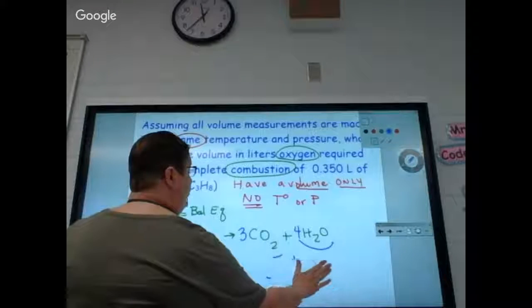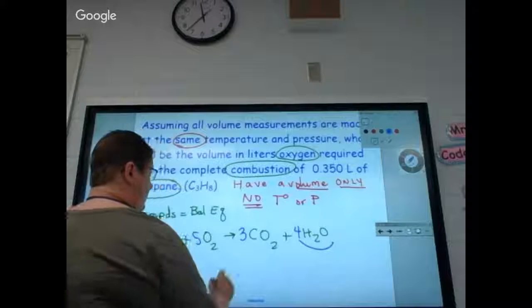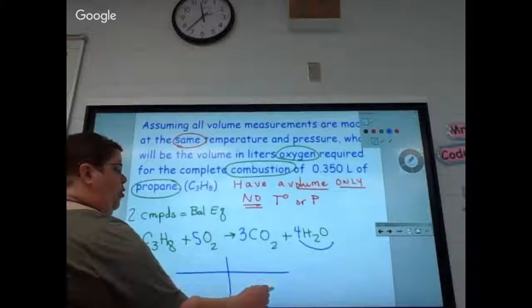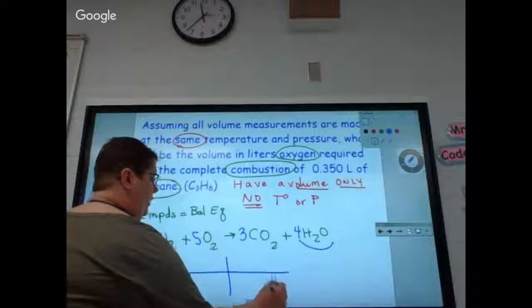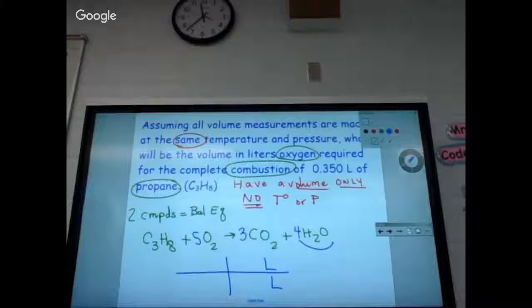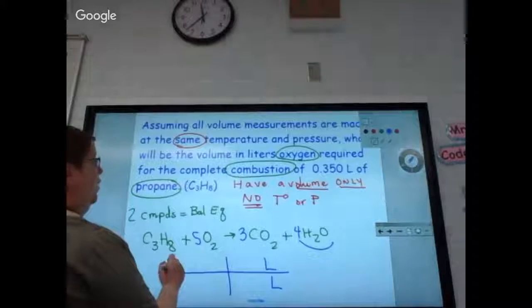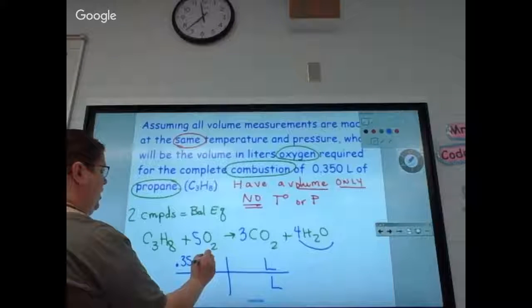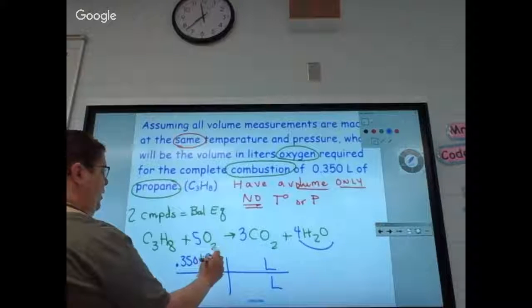Tomorrow, we're going to learn how to draw a T-chart for these. Okay? It's a simple T-chart. Instead of putting a mole-mole ratio here, we're going to go from liters to liters. When we change how do we change compounds from one compound to another before? What kind of ratio? We're going to go liters to liters. So we've got what? 0.350 liters of what? Propane, right?